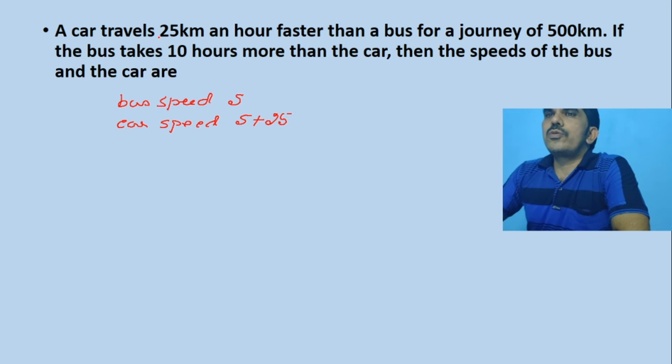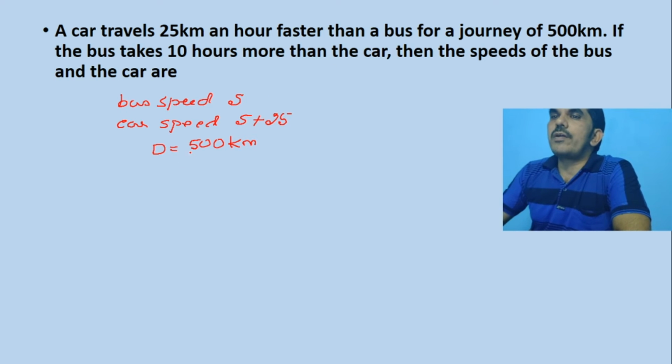Correct? So, the car travels 25 km an hour faster than a bus. So, what is the total distance given? The journey is given as 500 km total distance. Now, what is given? The bus takes 10 hours more than the car. So, what is the time taken by the bus to cover this distance?